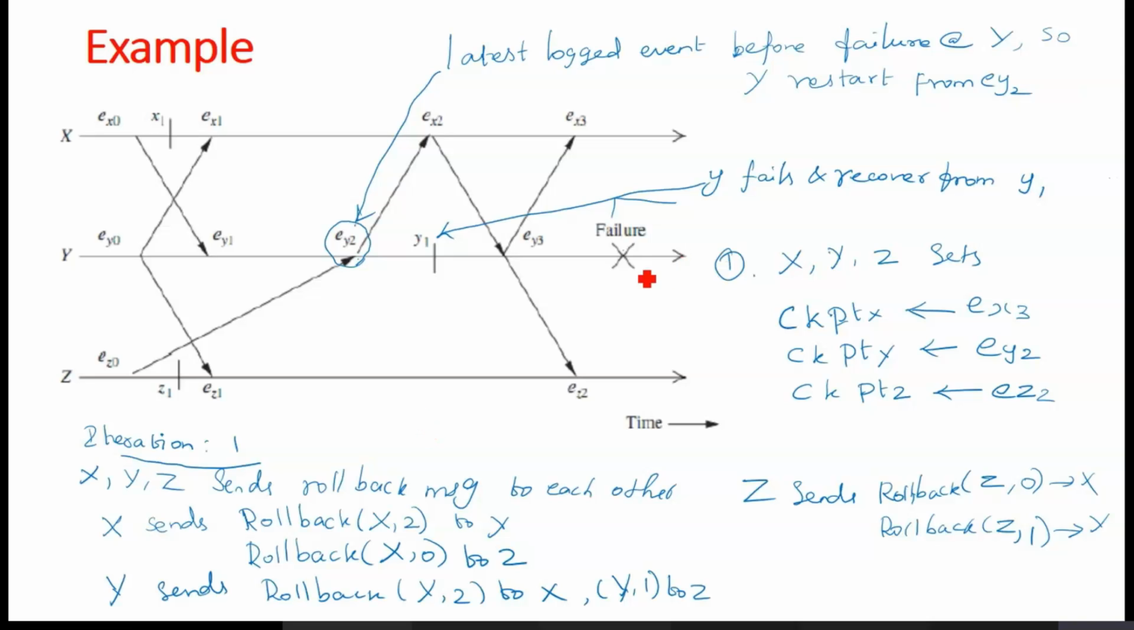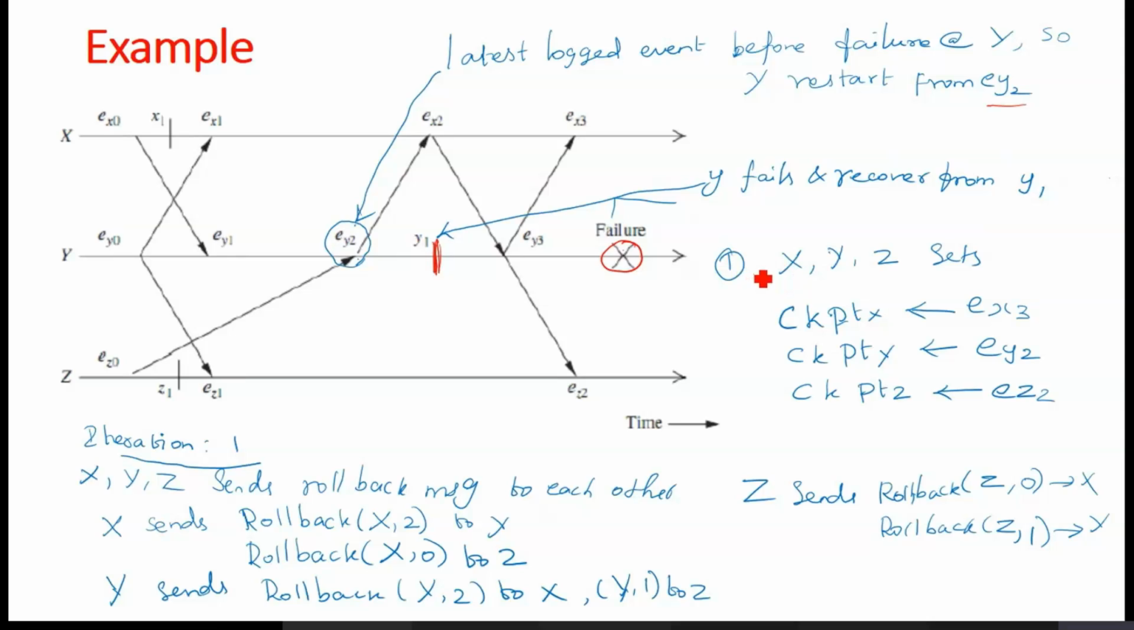Now, let's assume a situation where the failure occurs at Y. Y fails and recovers from Y1. Y fails and it recovers from here, this is the recovery point of Y, right? So now, as per our algorithm, since Y recovers from here, it has to refer to the stable log, which has the latest event EY2. So Y restarts from EY2, gets the state at EY2 from the log, and recovers at the Y1 stage.